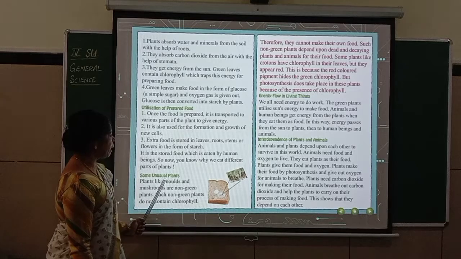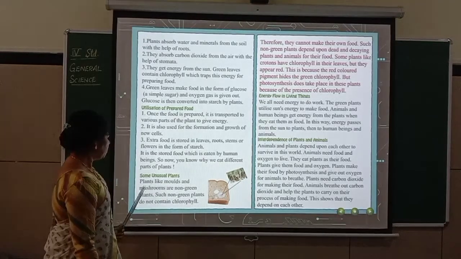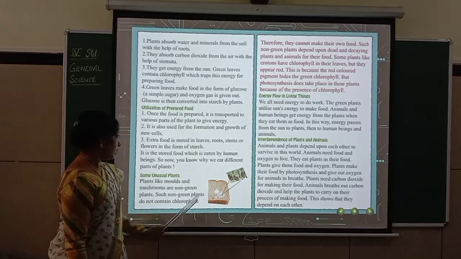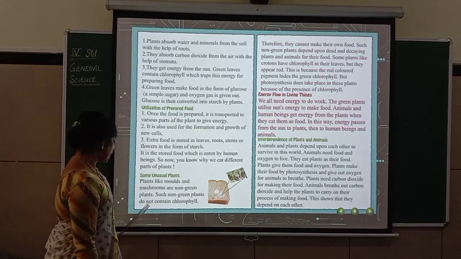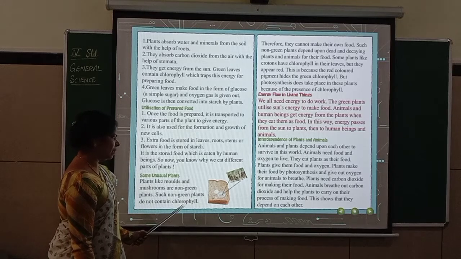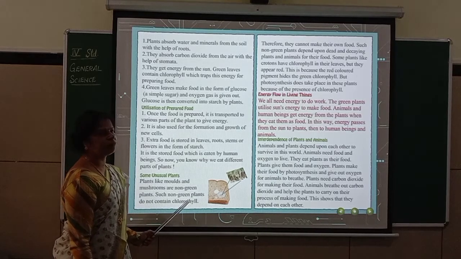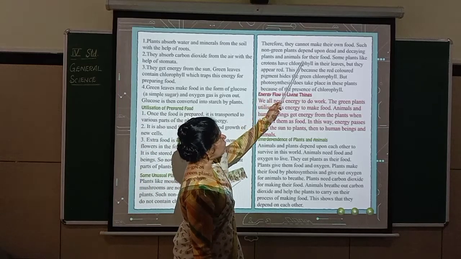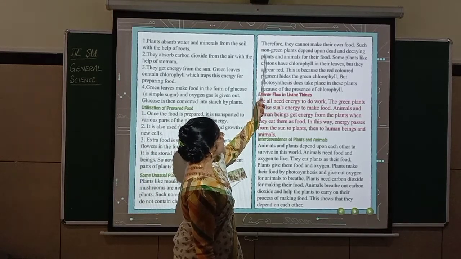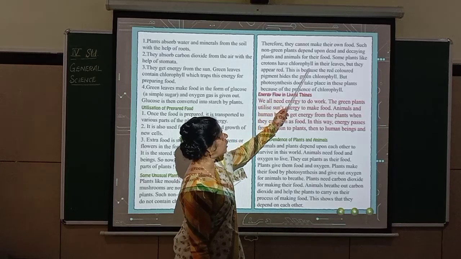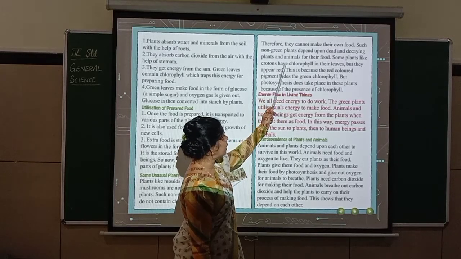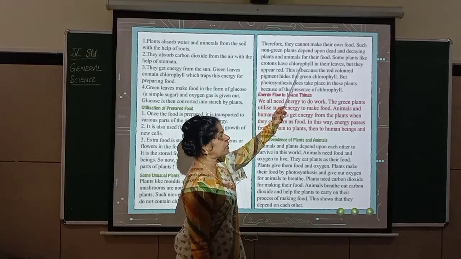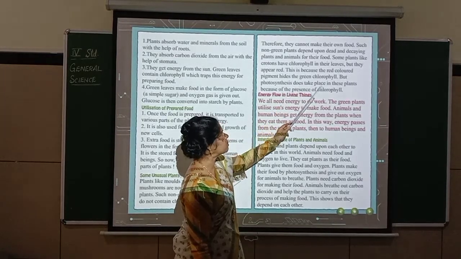Now you see some unusual plants. Plants like molds and mushrooms are non-green plants. Isn't it? Such non-green plants do not contain chlorophyll. So when they don't contain chlorophyll, definitely what happens? They cannot prepare their food. Therefore, they cannot make their own food. Such non-green plants depend upon dead and decaying plants and animals for their food. So actually we call them saprophytes, which depend upon dead and decaying organisms.